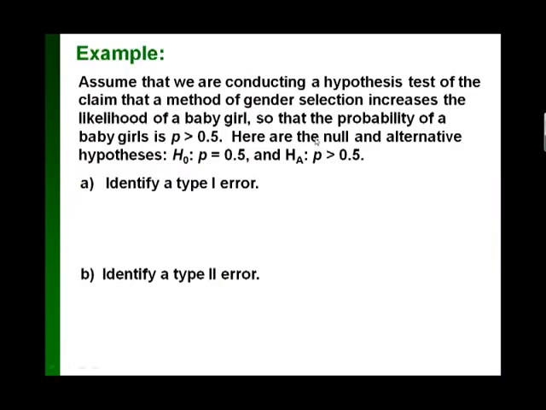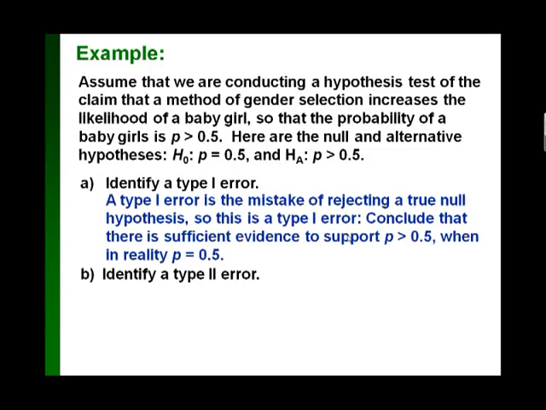Here's an example. We're conducting a hypothesis test of a claim about a gender selection method, which is supposed to increase the likelihood of a baby girl. So that would make the probability of having a baby girl greater than 0.5. So we have our null hypothesis and our alternative hypothesis. A type 1 error for this would be if we reject the null hypothesis, so if we say that we have enough evidence to support the alternative hypothesis, when actually the null hypothesis is the one that's true.